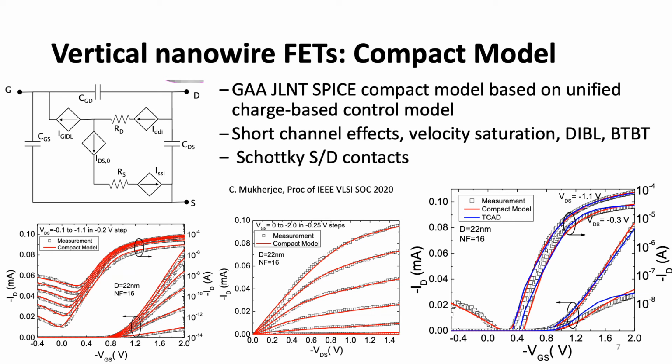The vertical nanowire FET compact model is based on a unified charge-based control model for junctionless transport that dissociates the total charge between a depletion and a complementary contribution in accumulation. While this formulation was developed initially for long channel devices, it is adapted to include short channel effects, drain-induced barrier lowering and velocity saturation, as well as band-to-band tunneling and gate-induced drain leakage for describing the subthreshold behavior.